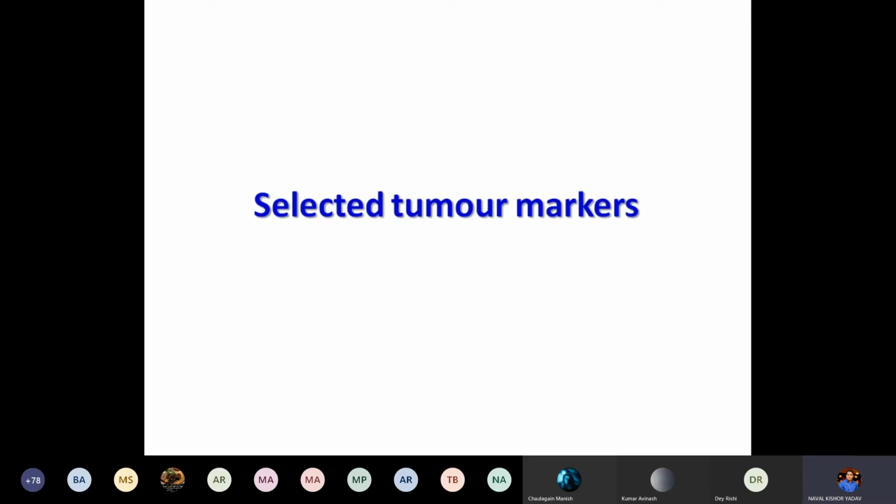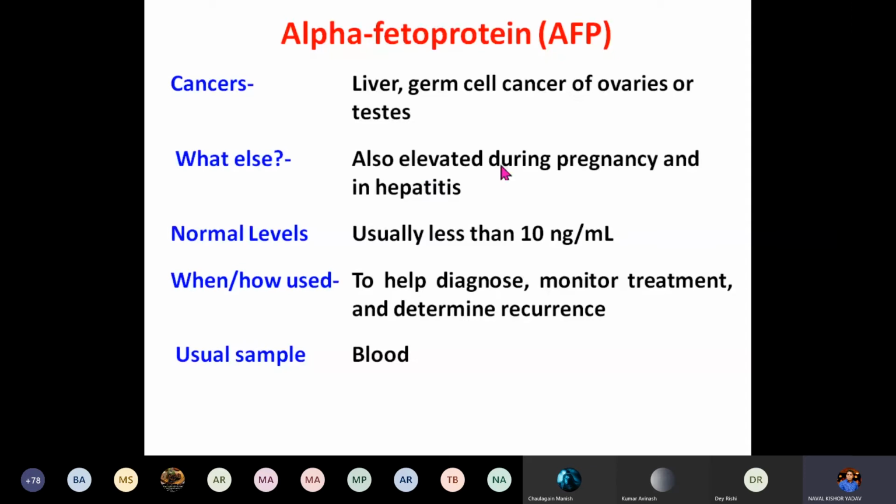So we'll discuss some of the selected tumor markers which are used for the diagnosis of different cancers. We'll not discuss all, only the few which are very common and also performed in our setup. Alpha fetoprotein, it is known as AFP. The sample which is used is the blood.